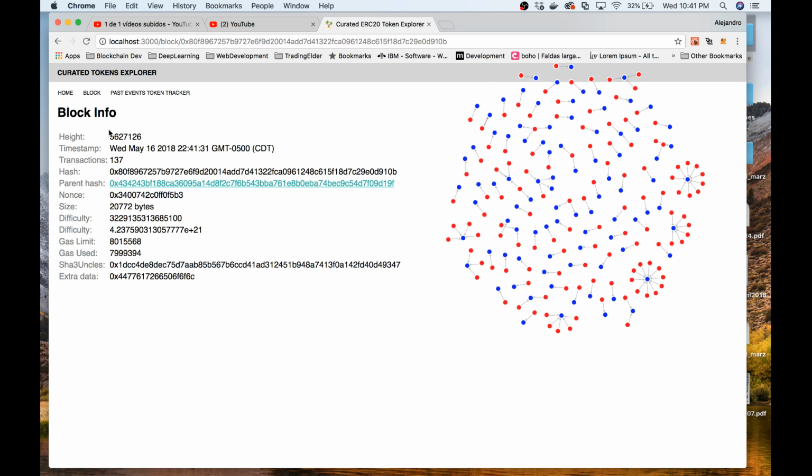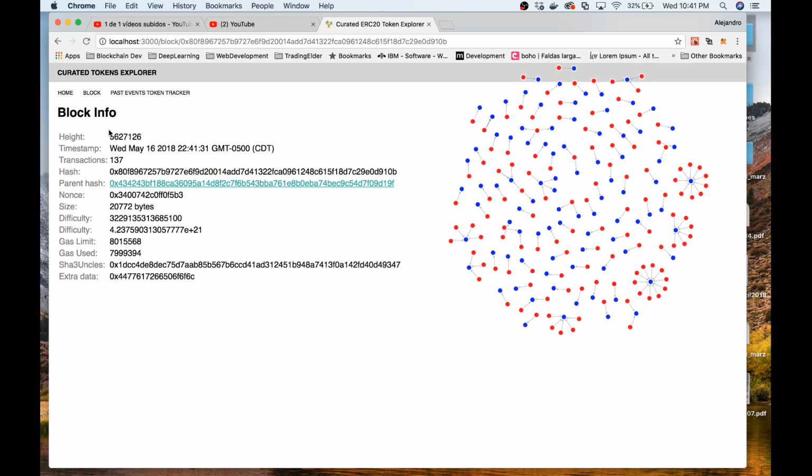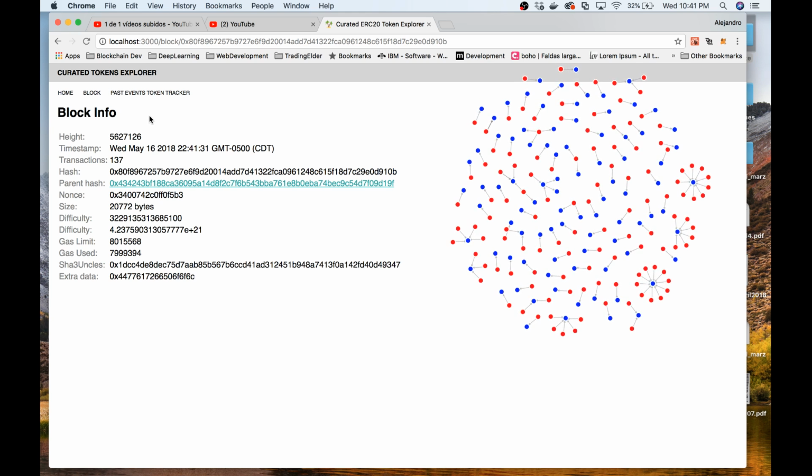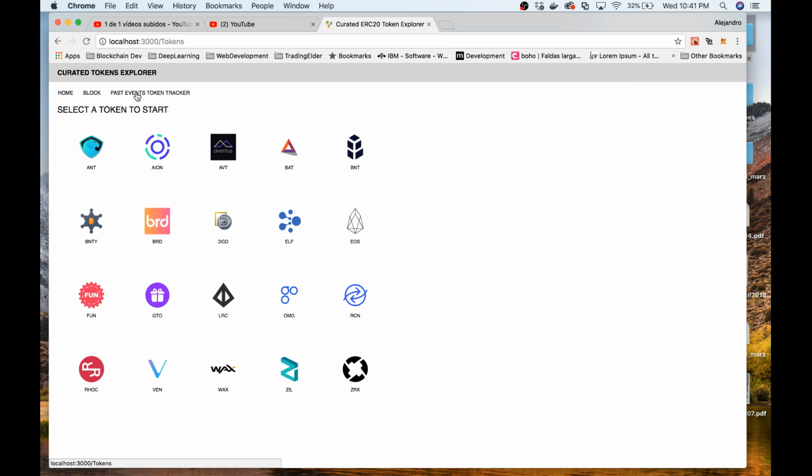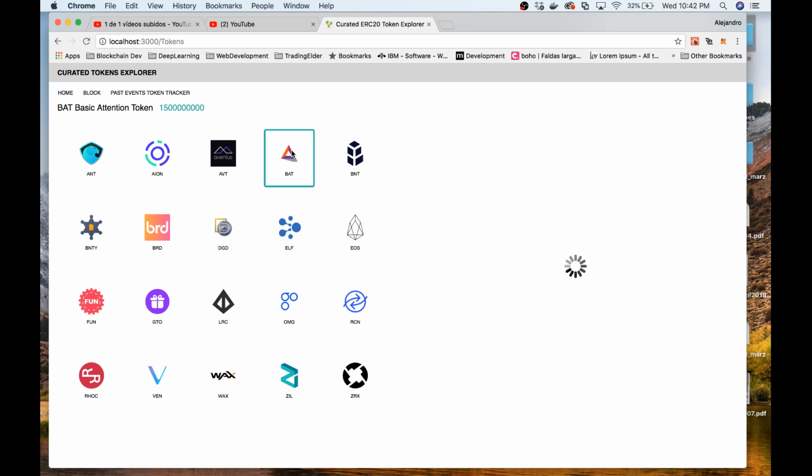Now if we go to the other part of the Explorer, the past events token tracker, I selected these ERC20 tokens from Ethereum, and we can see some information about these tokens. For example, we can select BAT, the Basic Attention Token.